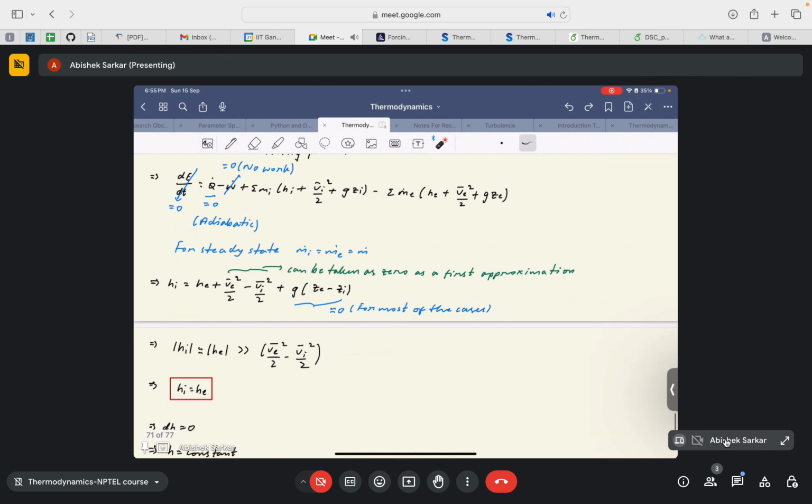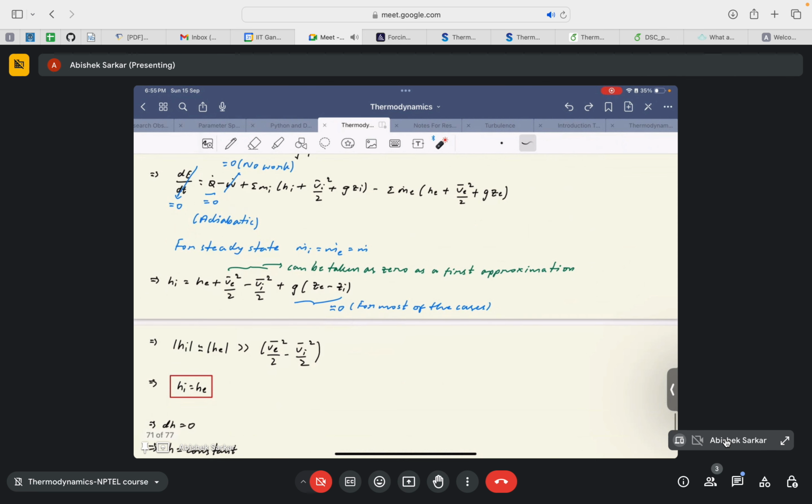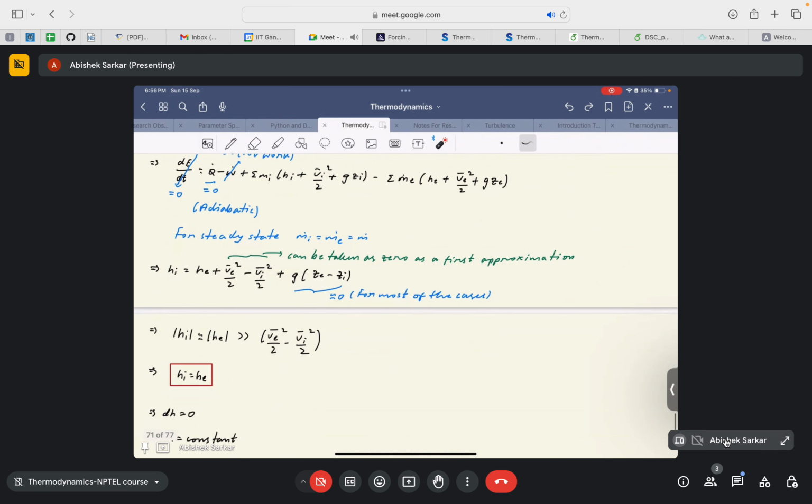So for steady state, again m dot i is equal to m dot e is equal to m dot. We can divide all the terms by m dot to have h i is equal to h e plus v e square minus v i square by 2 plus g times z e minus z i. Just keep h i here and take all the terms to the left hand side, so we will get this from the equation.